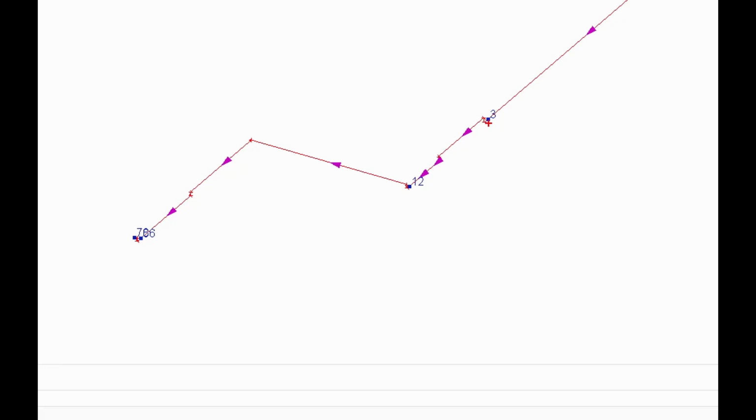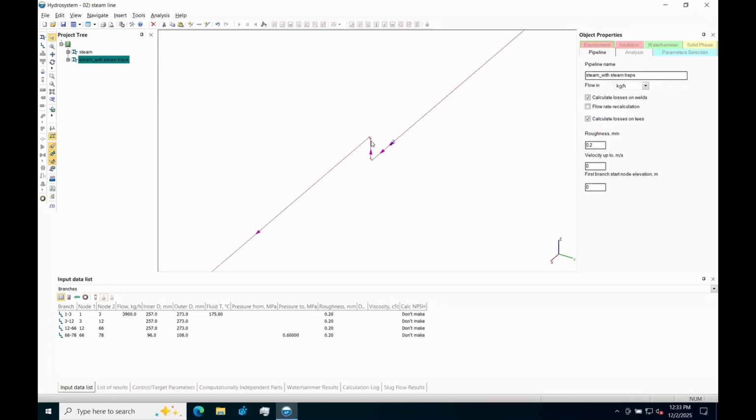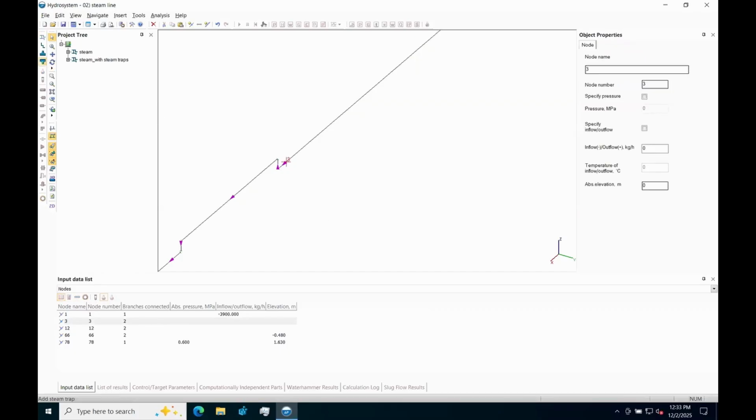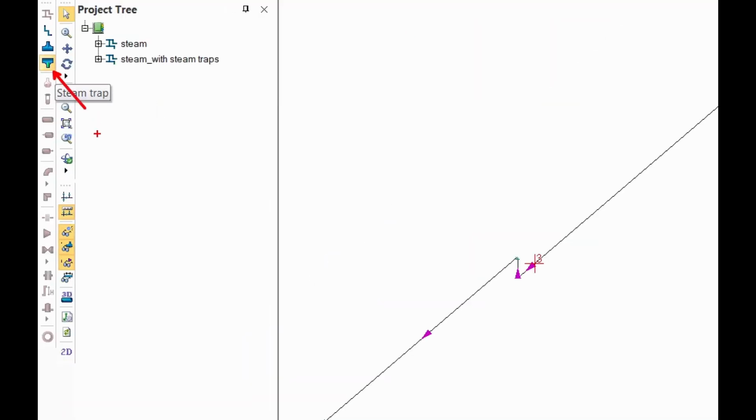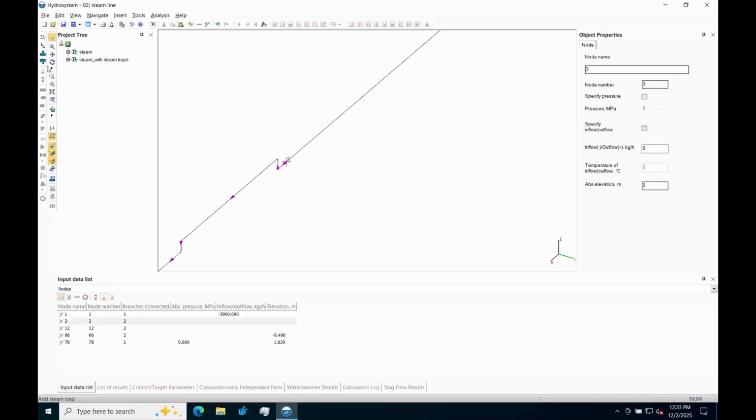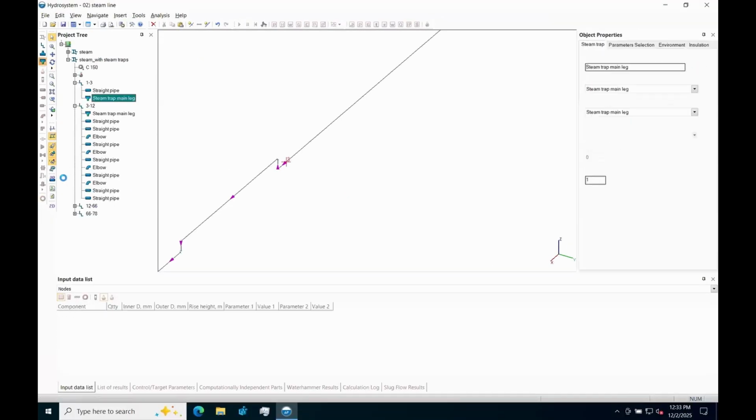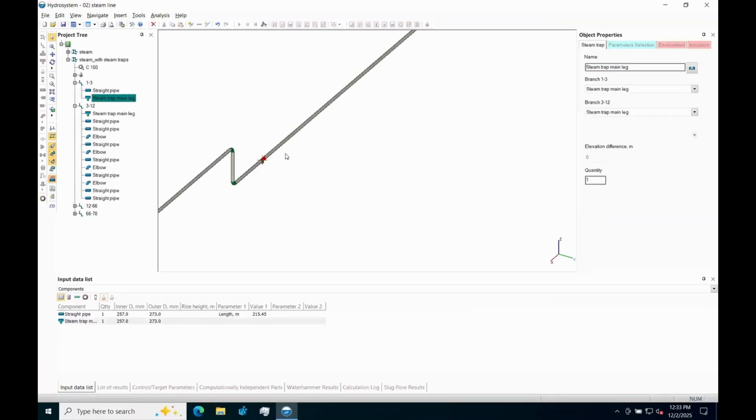For instance, I will have steam traps before each rise in this piping system. Usually the steam traps are located before some inclined or vertical pipes. Here I have a vertical pipe with upward flow. Here I have a vertical pipe. And here I have a vertical pipe. So before each of these rises, I will add a steam trap. To add it, you simply select the node, and we have a special component called steam trap. Simply press this button, and it's added like this.